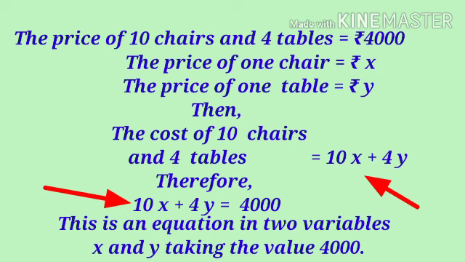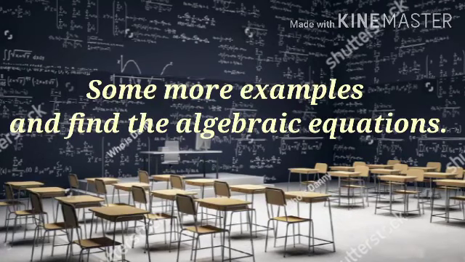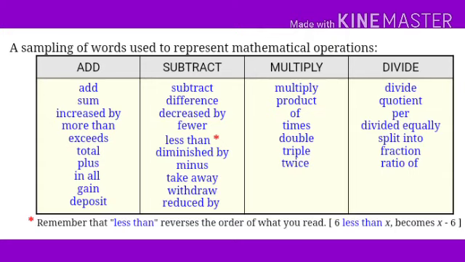Therefore, we can write 10x plus 4y is equal to 4000. This is an equation of two variables x and y taking the value 4000. Students, now before going to do the problems, let's recall the words commonly used to represent the operations of addition, subtraction, multiplication, division and equal to sign.